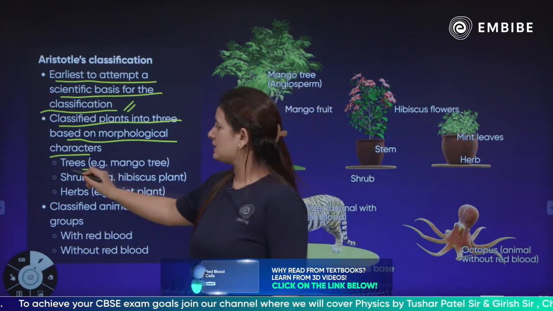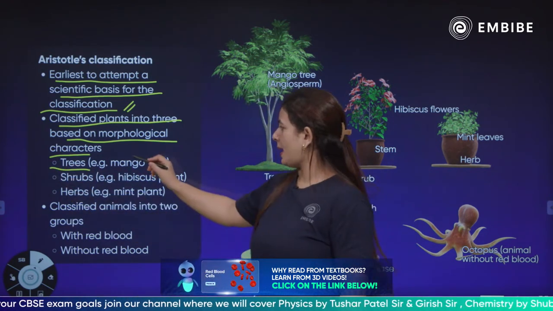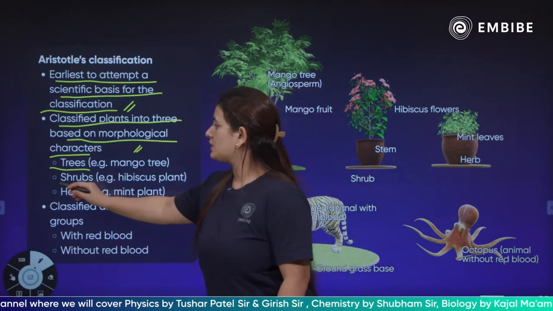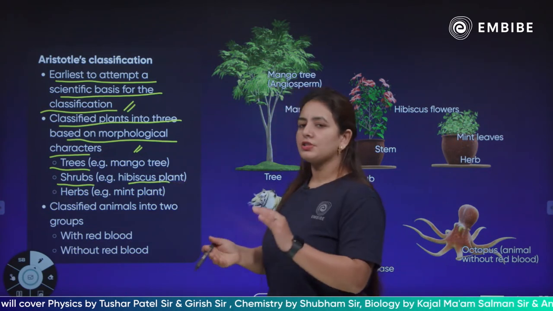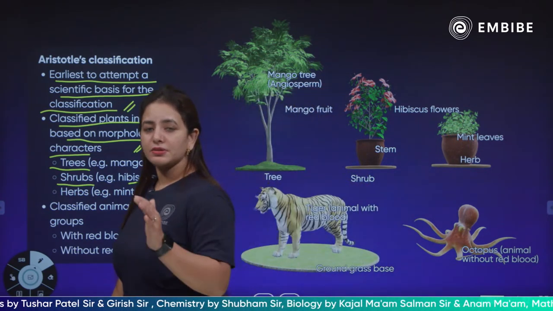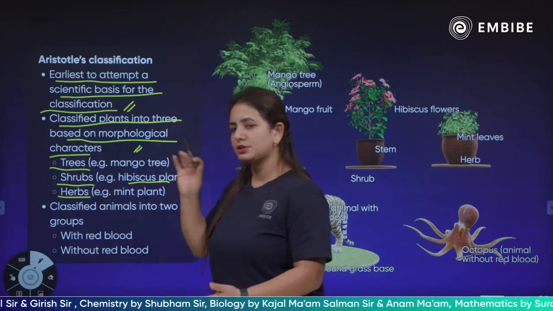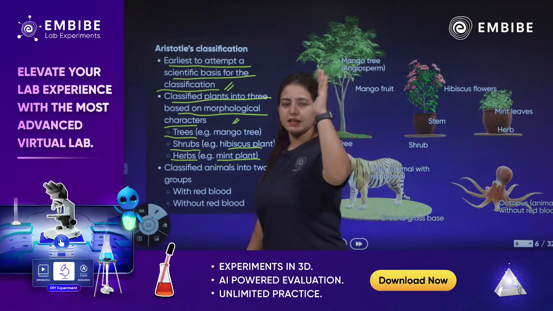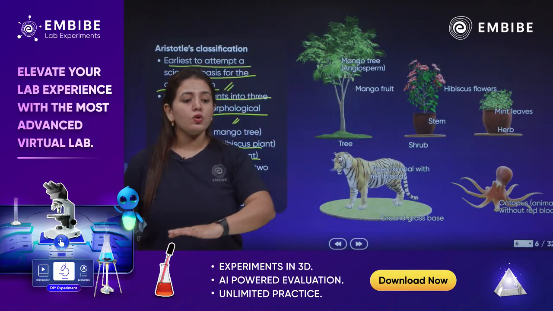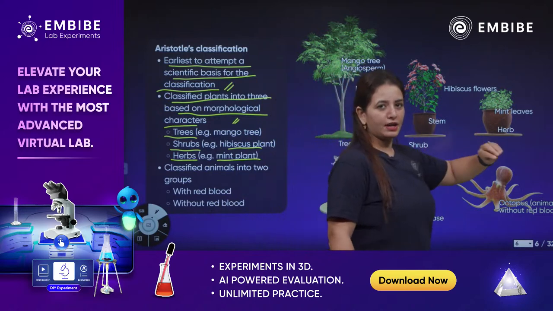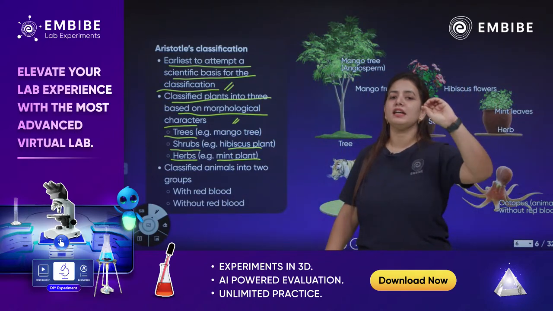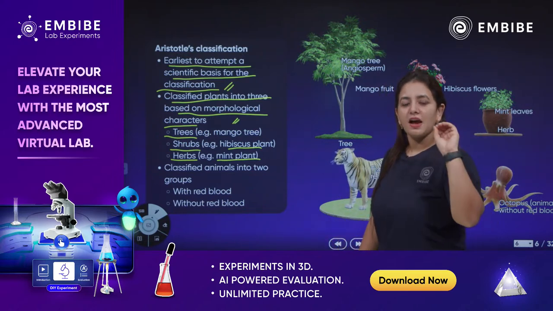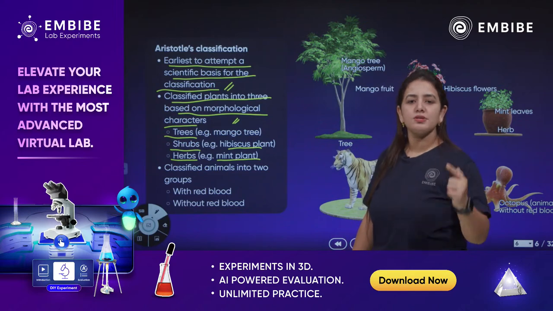One is trees, of course: mango tree, banana tree, coconut tree. Next are shrubs, like hibiscus, which are smaller plants. The other is herbs, which are extremely small plants, like mint. Very easy: the taller one, then the shorter one, then again the shorter one. So the basis of Aristotle's classification is totally their external features, their morphology. They divided the plants into trees, shrubs and herbs.